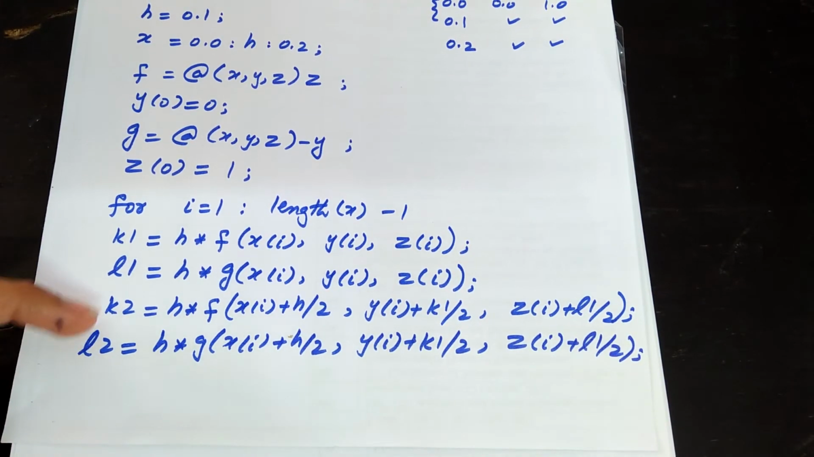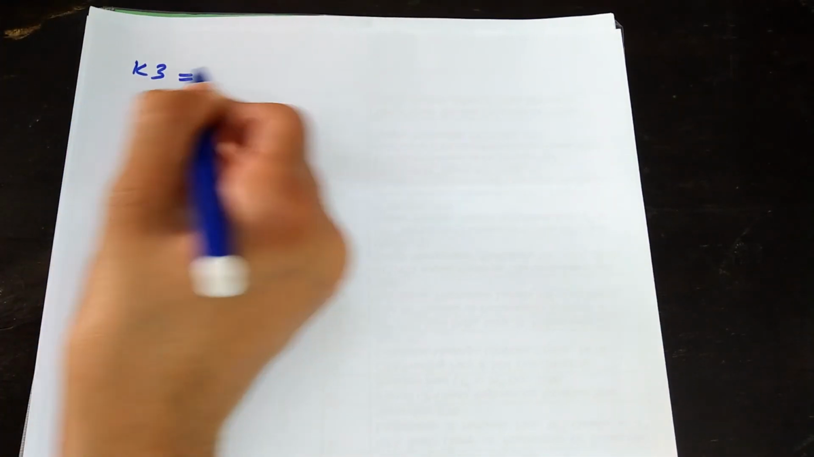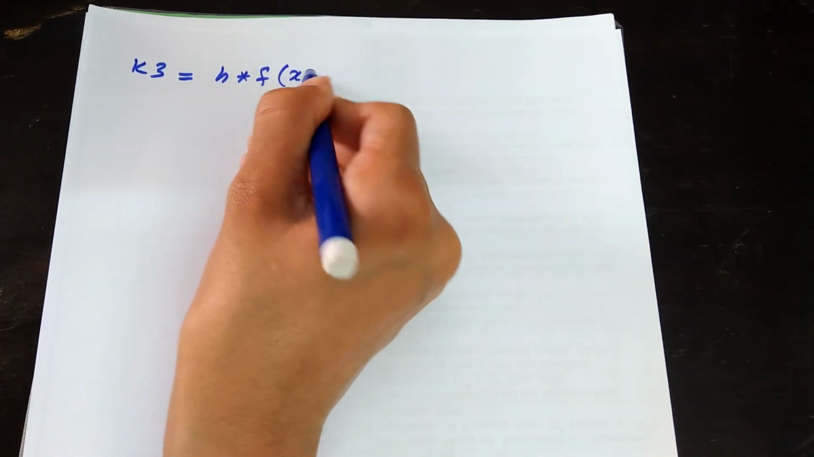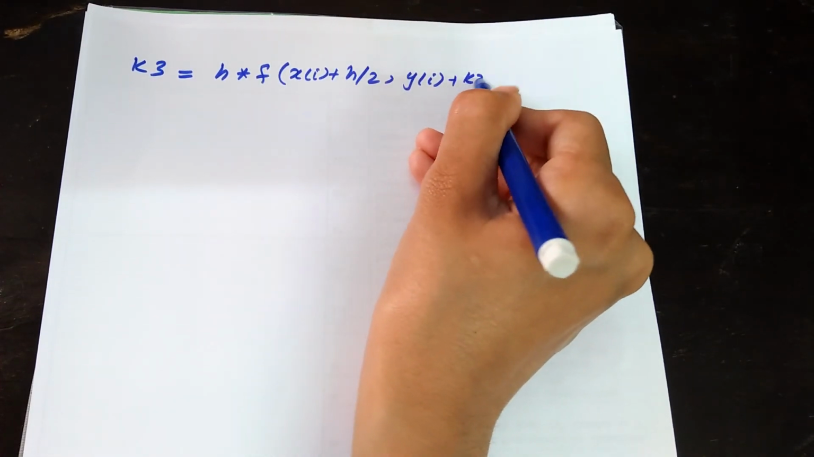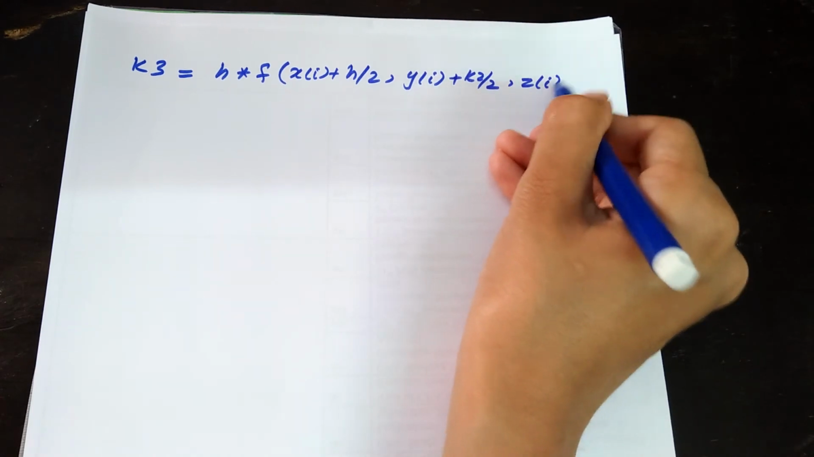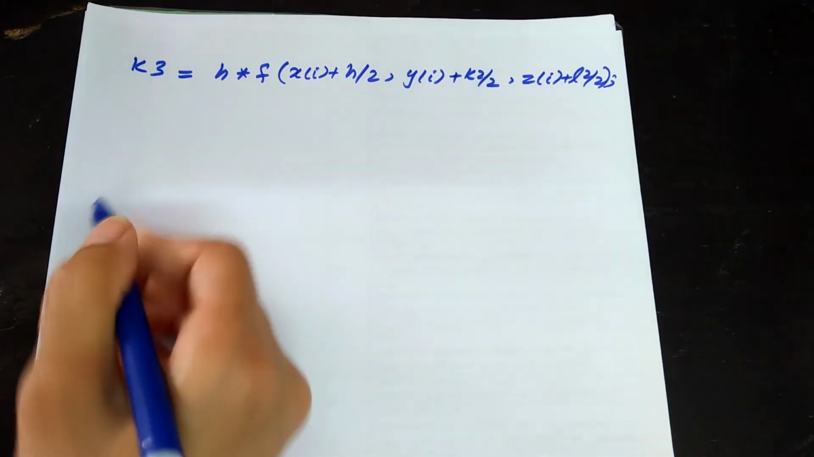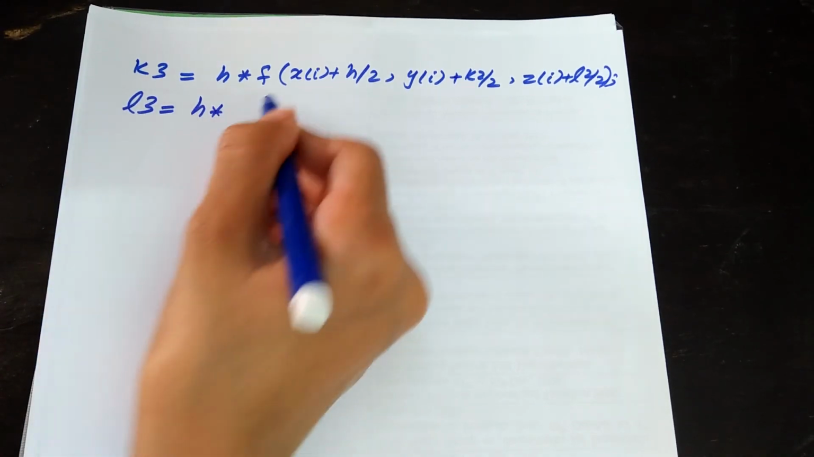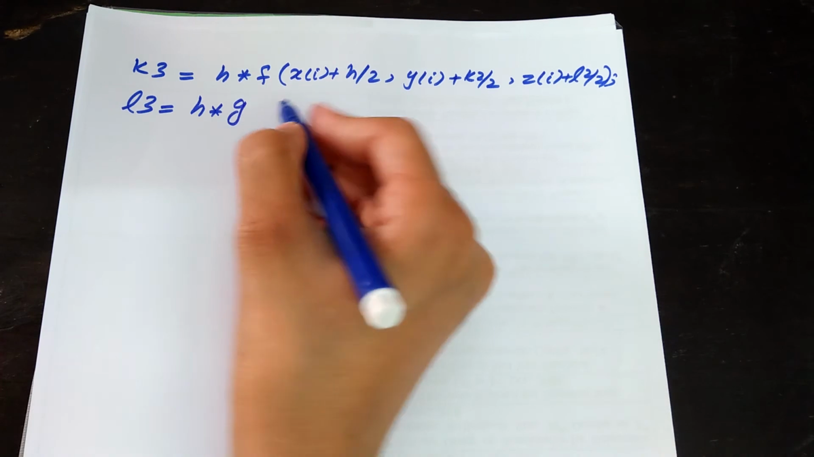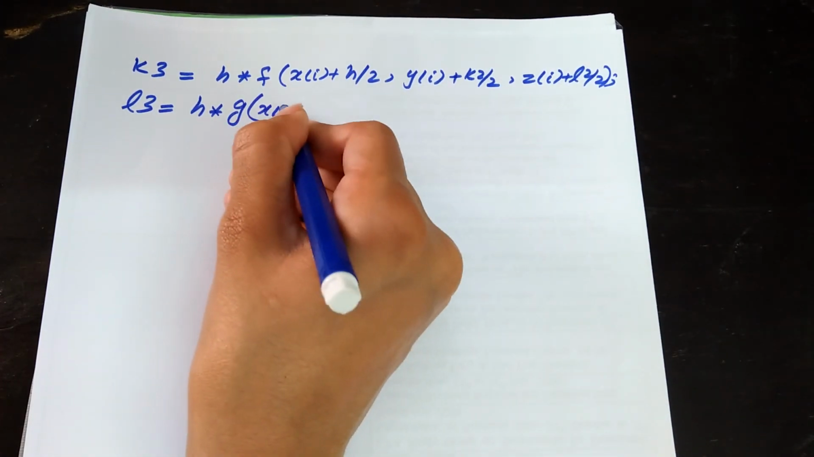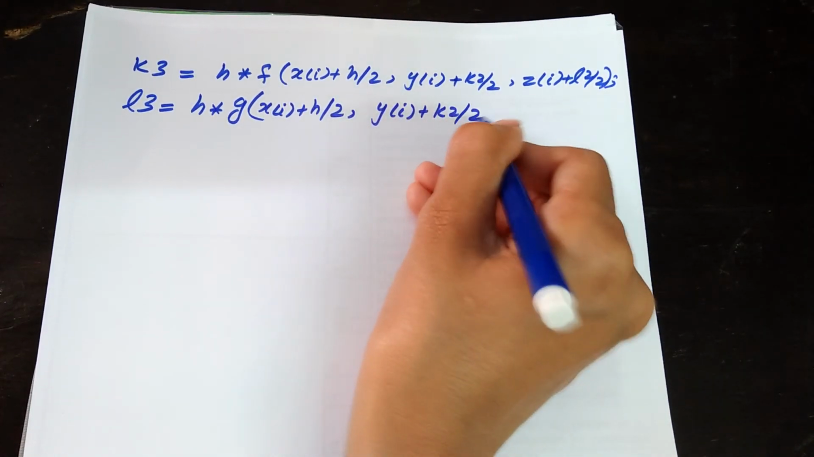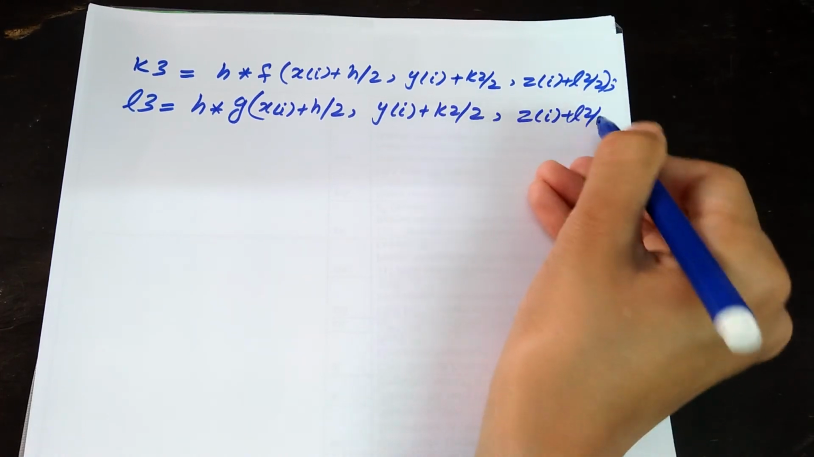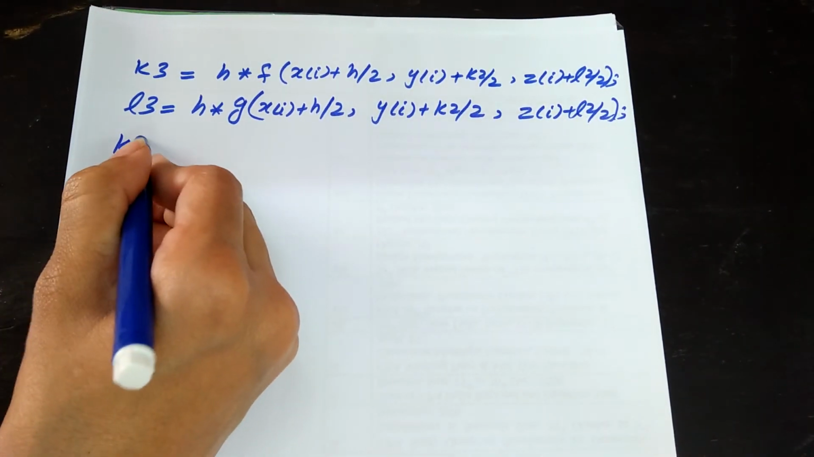Now k1 L1, k2 L2. Now I will write k3 L3. My k3 will be equals to h star f of x of i plus h slash 2, y of i plus k2 slash 2, z of i plus L2 slash 2, like this. Now write L3. L3 will be the same, but in place of f you will write g here. And the same bracket as it is: x of i plus h slash 2, comma y of i plus k2 slash 2, z of i plus L2 slash 2, semicolon.